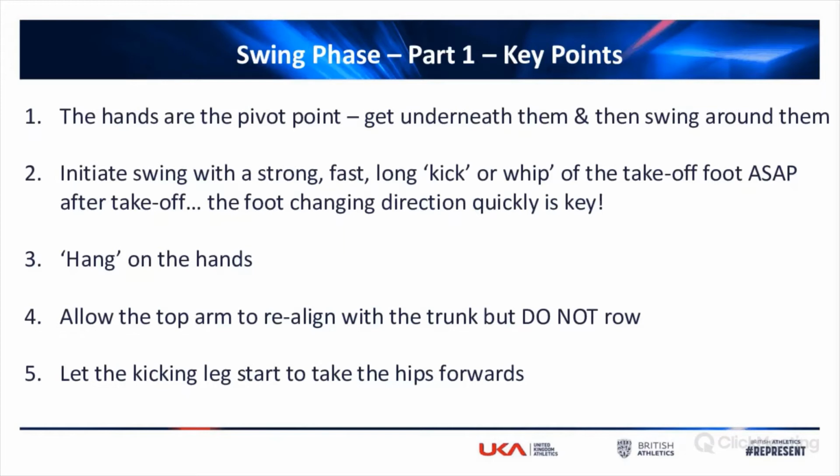At this point, we're hanging on the hands. We're not cranking and rowing forwards, and we're not pulling into the pole in any way. We're just hanging on the hands like a gymnast would on a high bar. And although that top arm will realign from being in a big stretch in a C position, it's a reactive realignment. It's not an active crank on the pole. We're not trying to row the pole forwards.